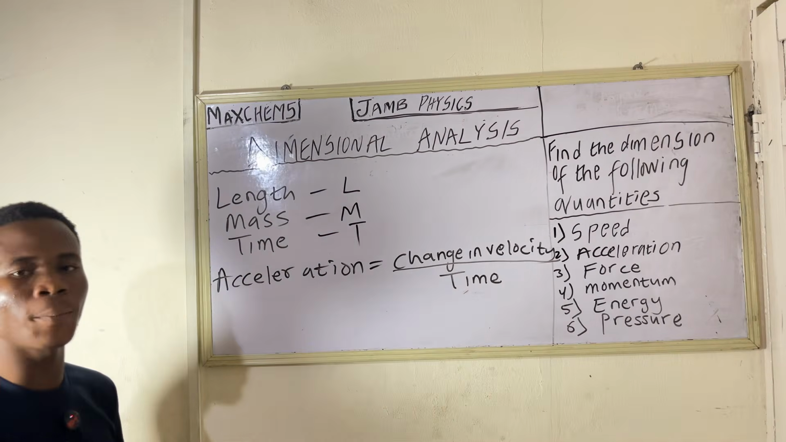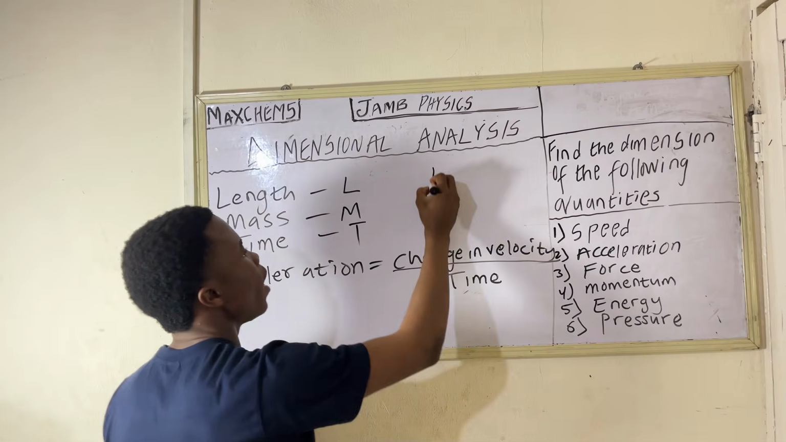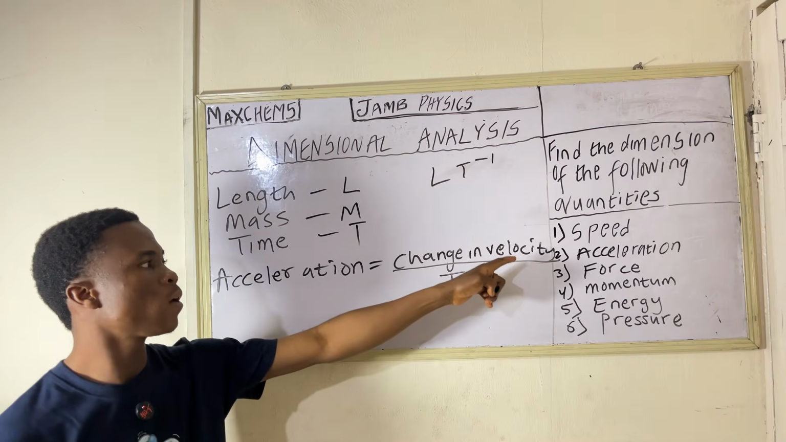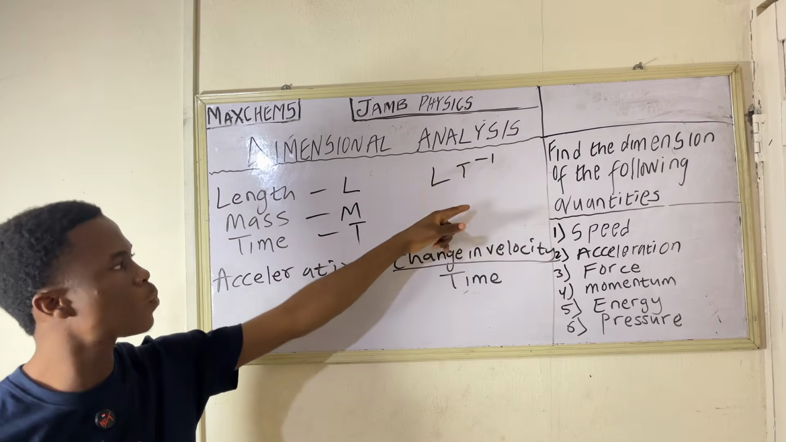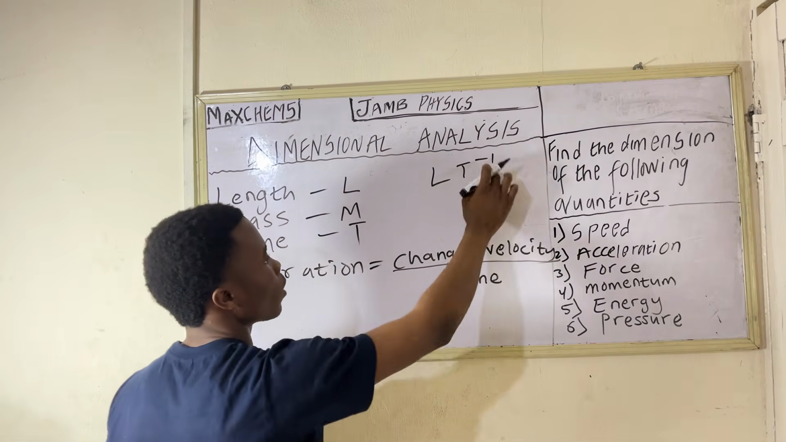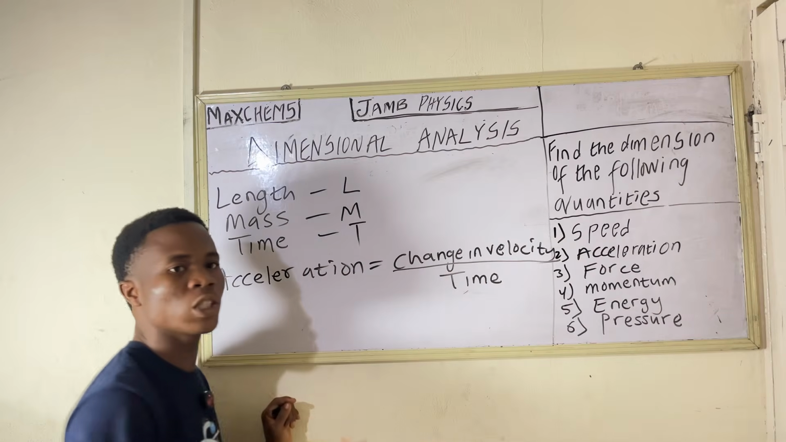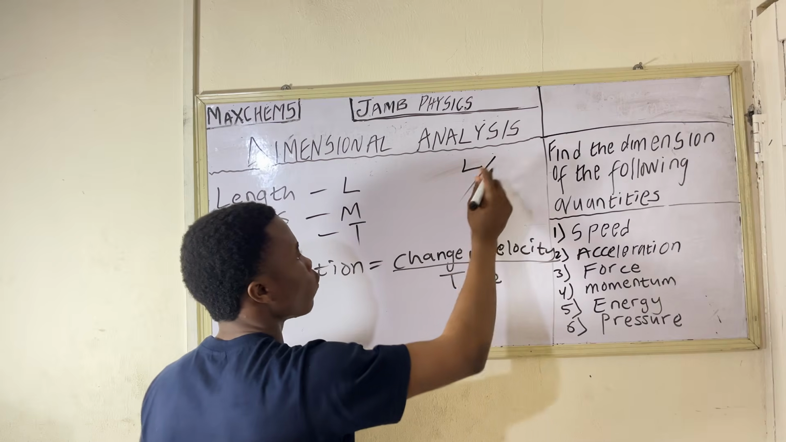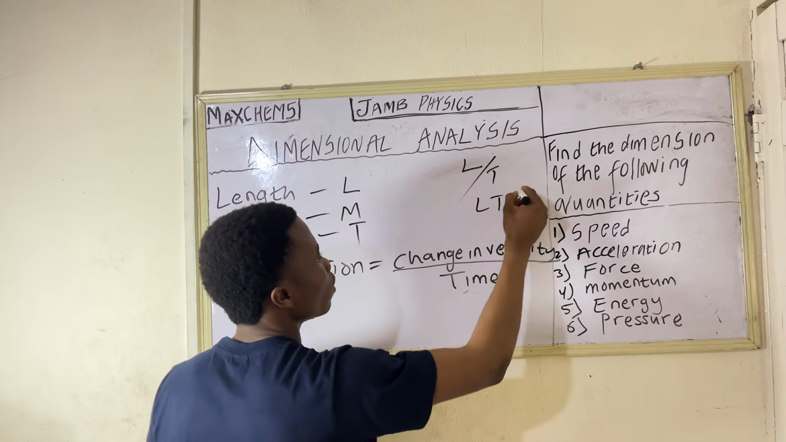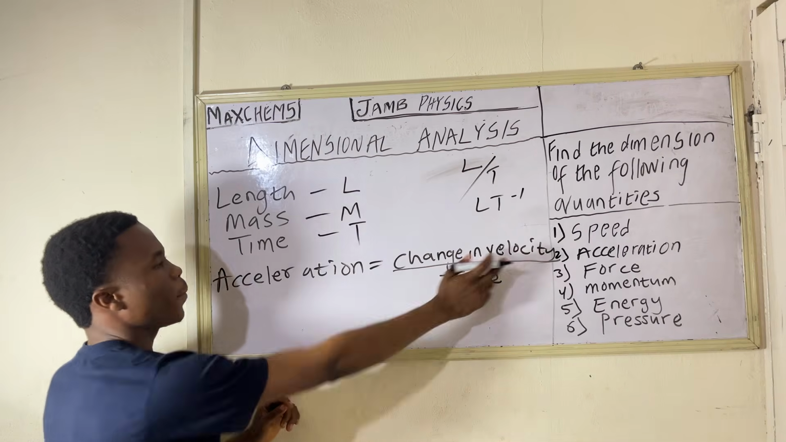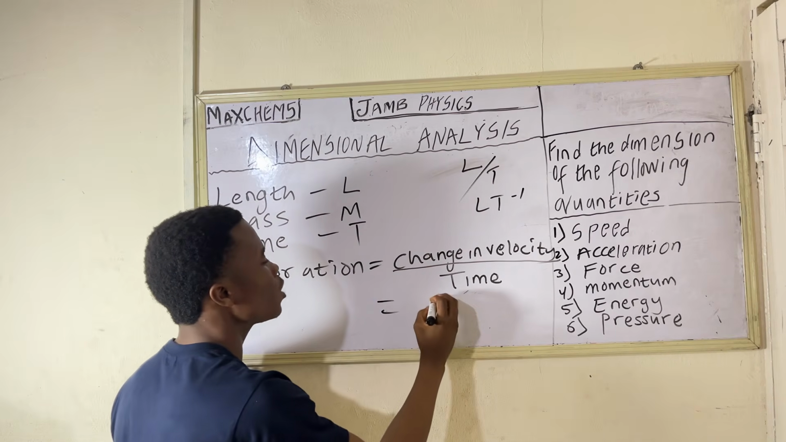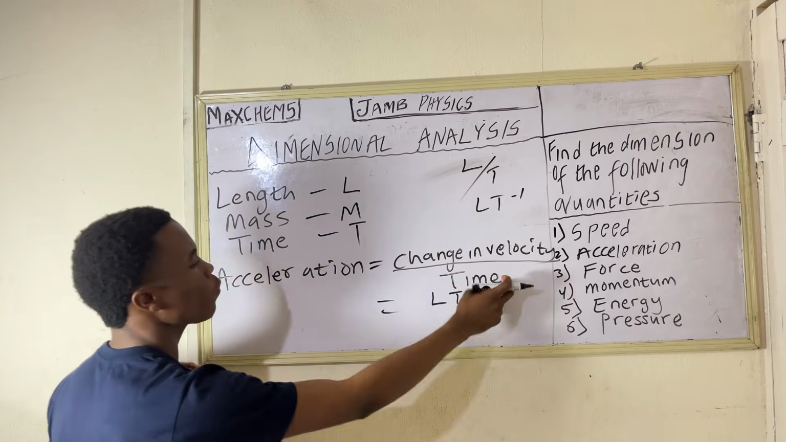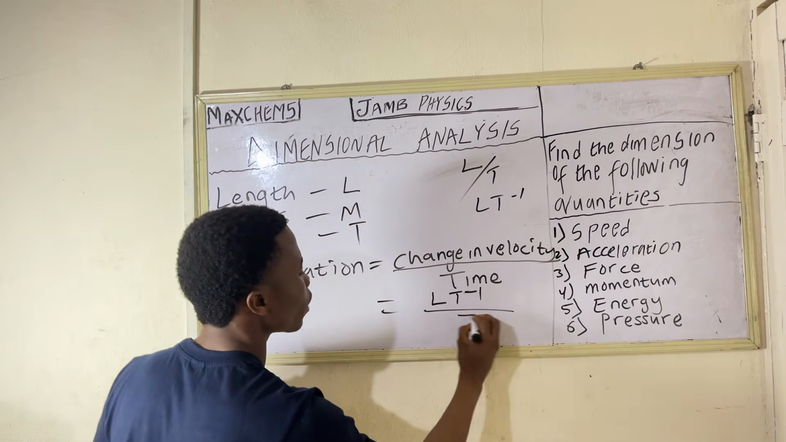And we just found the dimension of speed to be L T minus 1. So the unit and the dimension of velocity is the same as the unit and dimension of speed. So our velocity is L T minus 1, because velocity is displacement over time, which is displacement, L, over time, T. So we have L T minus 1 as the dimension for velocity, and the dimension for time is T.